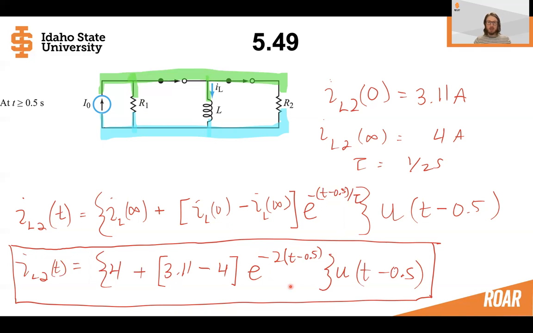Combining these, we now have a complete set of expressions for the current in the inductor after switch 1 is flipped and after switch 2 is flipped.